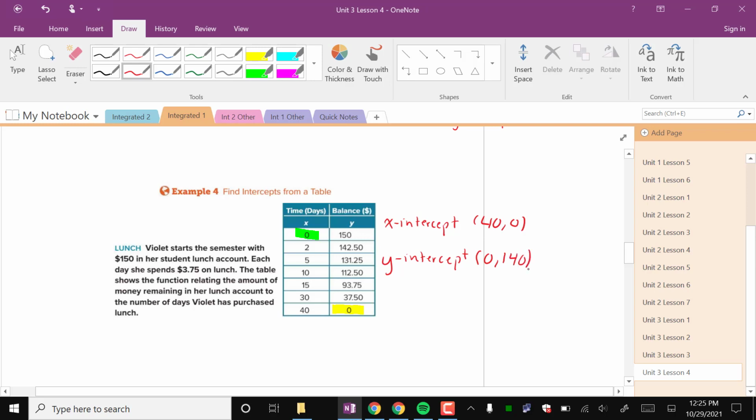So in this situation, what do these mean? Well, at day 0, the balance that we have is $150. After 40 days, we have a balance of $0. So after 40 days, we've spent all $150 that we had in this account. That's what those intercepts stand for in this problem.